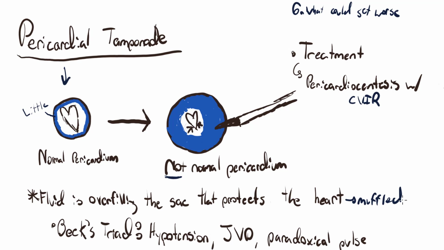How do you treat this? I mean, there's not a lot we do unless you work in CVIR, because you need something called a pericardiocentesis, where they actually use a needle and go into the pericardium and remove that fluid to help decrease pressure on the heart. So that is pericardial tamponade.